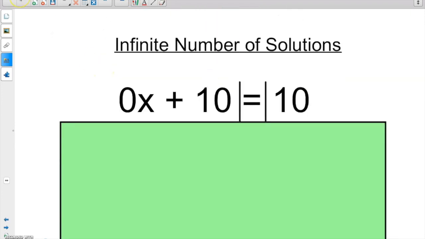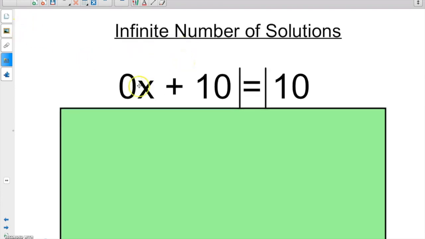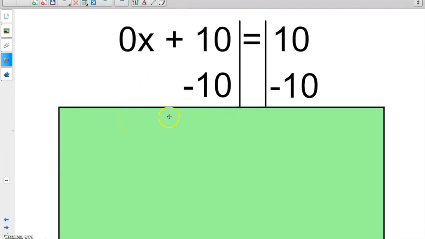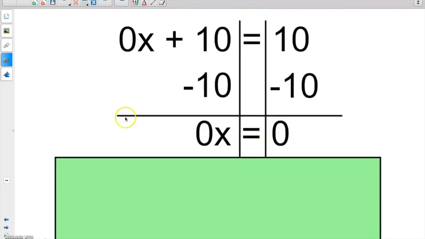Now, we know that there are 3 different solutions we could have as we're solving two-step equations. We could have a normal one-solution equation like we just did. We could also have an infinite number of solutions. So here's an example of an equation that would have an infinite number of solutions. If your user typed in that a was 0, b was 10, and c was 10, you'll notice as we solve here, we end up getting 0x equals 0, which means any value you plug in here for x would work. So we call this an equation with infinitely many solutions.